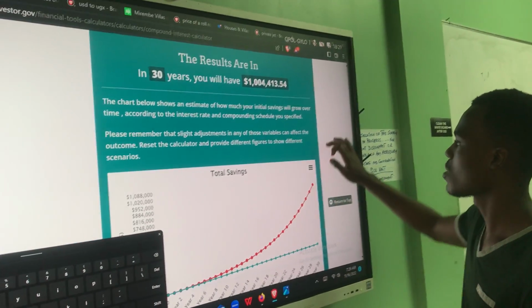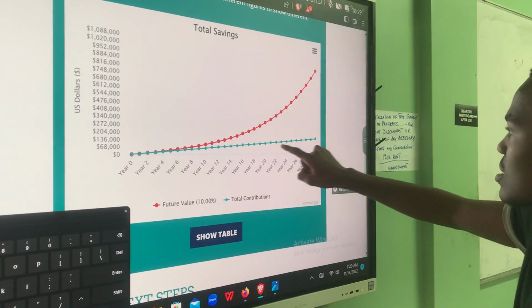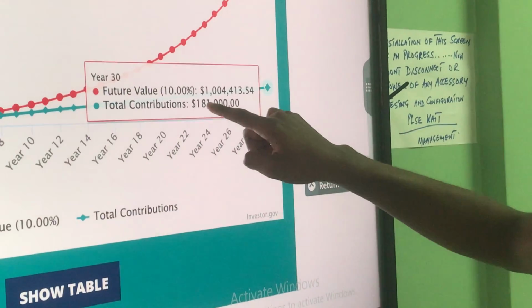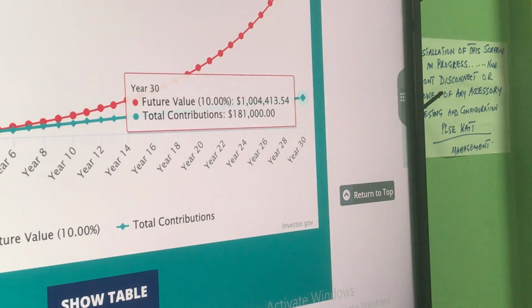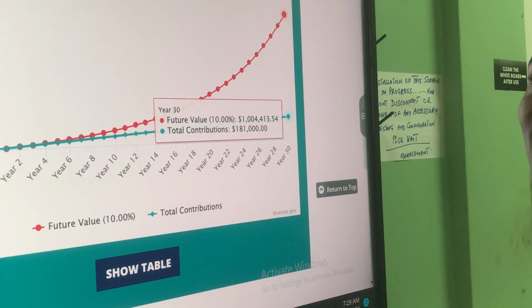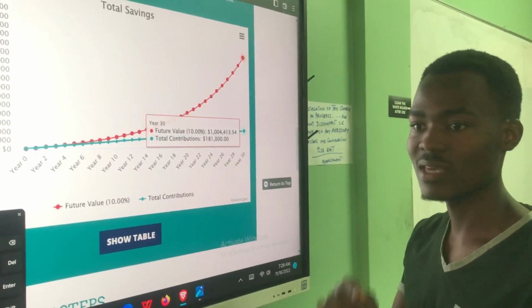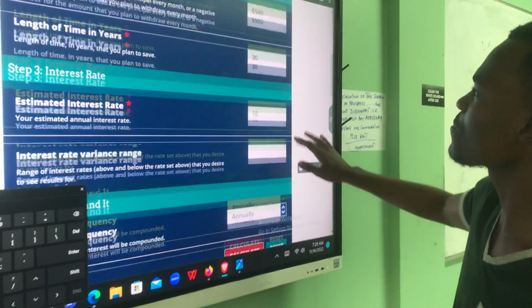You'll have $1 million in your account. But don't forget, this is how much you put in. You put in only 180,000 US dollars. It has given you $1 million. That is, when you're 55 years old, you are worth $1 million. So what if you're 60?